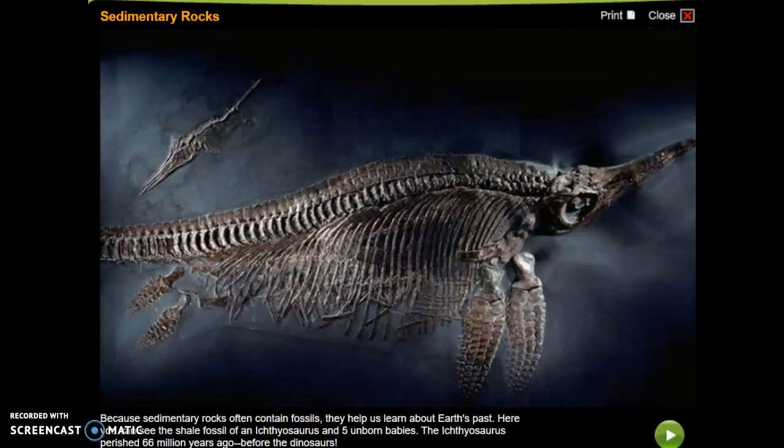Because sedimentary rocks often contain fossils, they help us learn about Earth's past. Here you can see the shell fossil of an Ichthyosaurus and 5 unborn babies. The Ichthyosaurus perished 66 million years ago before the dinosaurs.